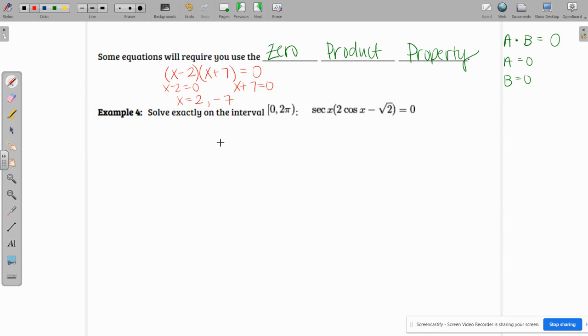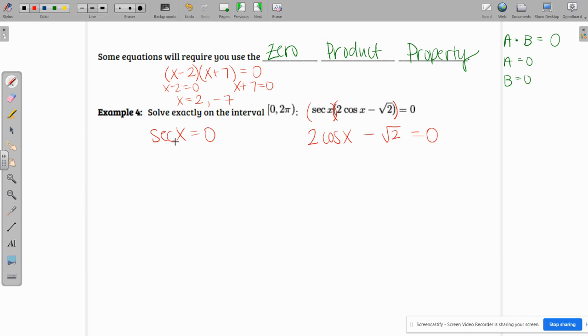So you can see in example 4, we still have a trig equation. We have the secant of x times the quantity 2 times the cosine of x minus the square root of 2 equals 0. And I can see that this is a product. We have the secant of x, this is our first factor, times the 2 cosine x minus root 2. So if this factor times this factor equals 0, then what has to be true is either the secant of x equals 0, or 2 times the cosine of x minus the square root of 2 equals 0. And we would like to solve for both of those.